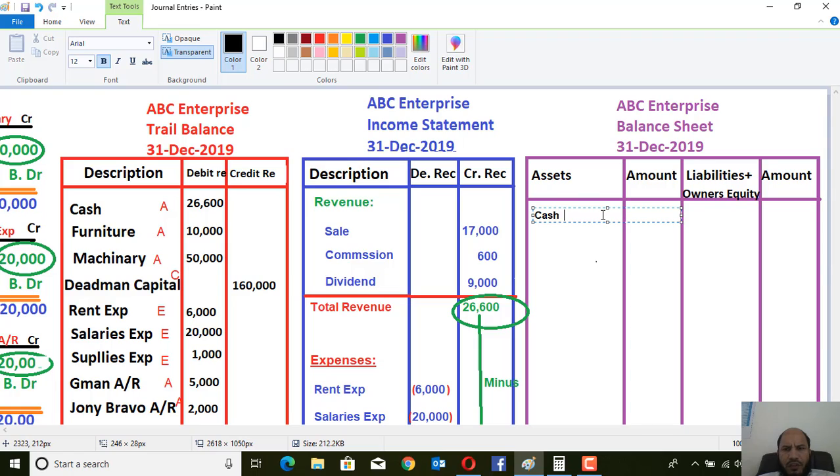The cash amount that we have is around 26,600. At the same time we have another account by the name of furniture.